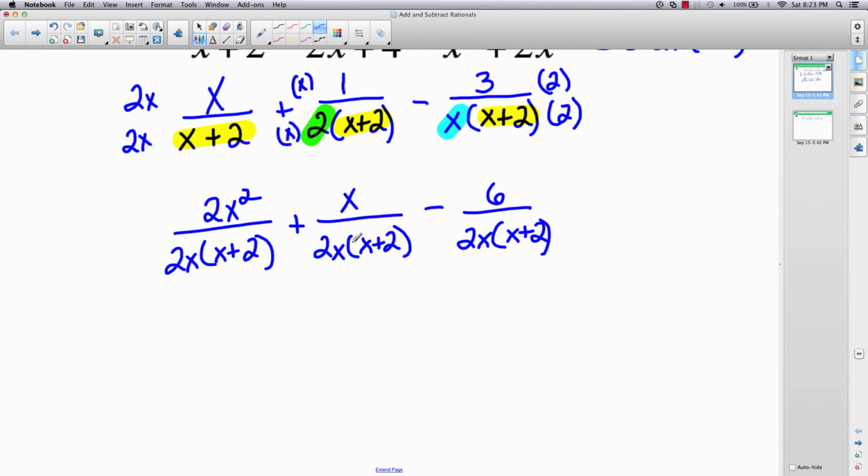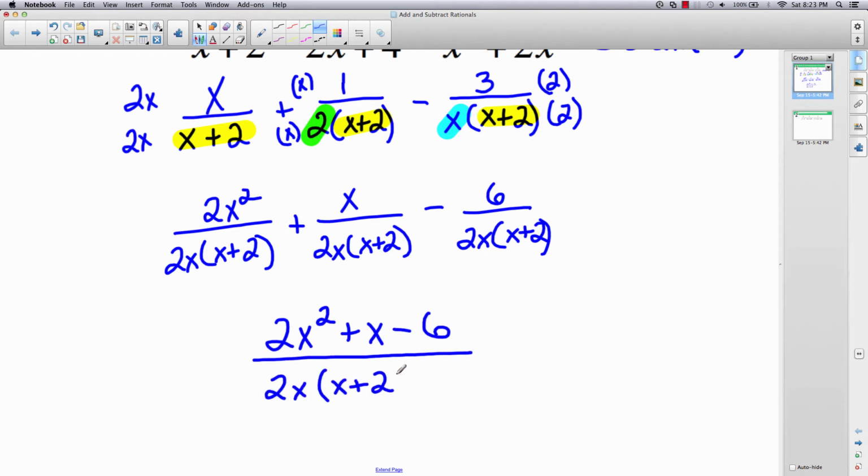So now that we have an LCD, we can go ahead and combine these into one single fraction. We can't combine any like terms. There's no like terms in our numerator. So we're just going to have 2x squared plus x minus 6 over our LCD, which was 2x, x plus 2. Now the last thing we're going to want to do is factor. The denominator is already factored, so let's go ahead and factor the numerator, 2x squared plus x minus 6.